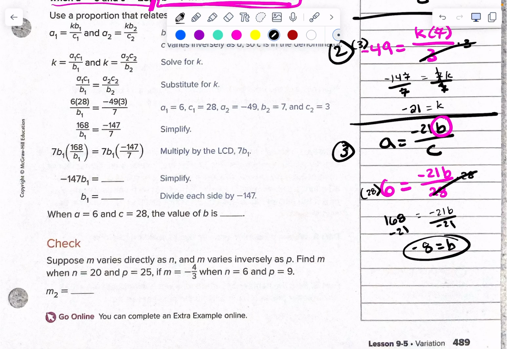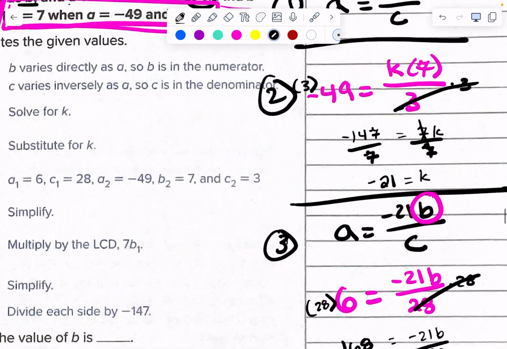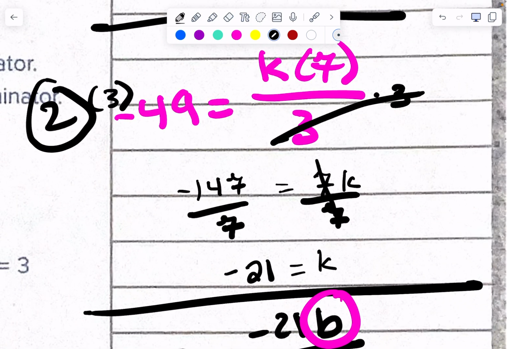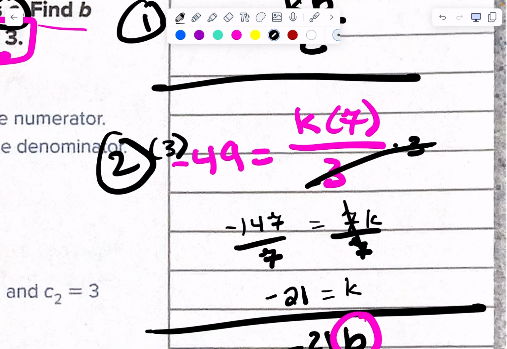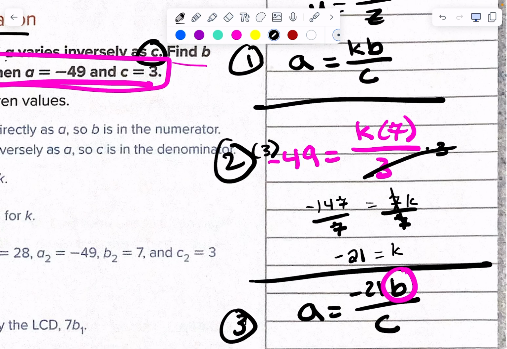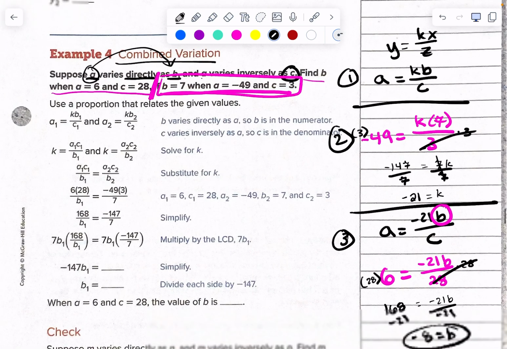Hold on. We're almost done. Trevin, did you want to see how to solve for B? So I plugged the numbers in for A, B, and C, right? And I'm solving for K. We multiplied the 3 over and then divide by 7. I put in the K is negative 21. Okay. That was combined.